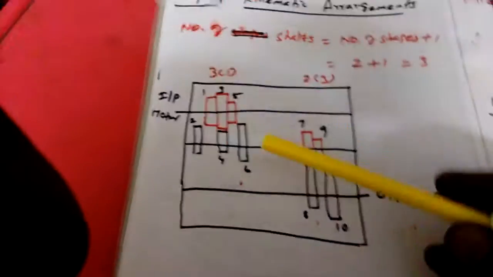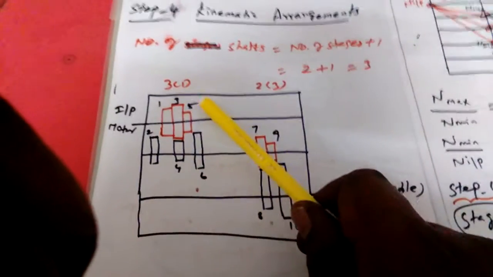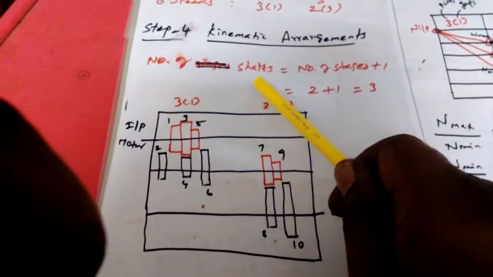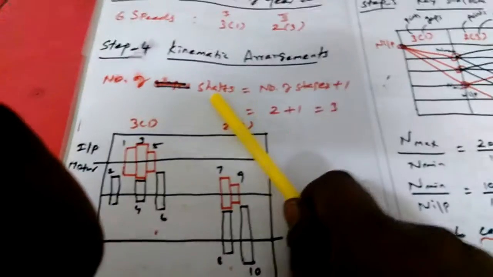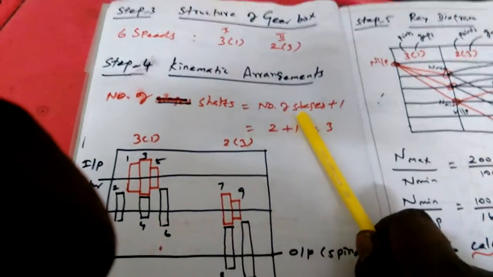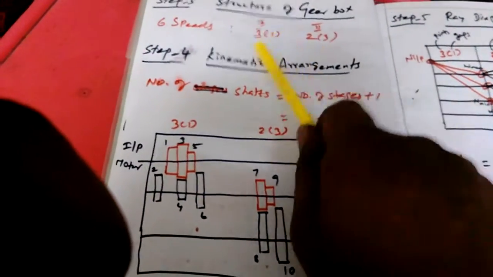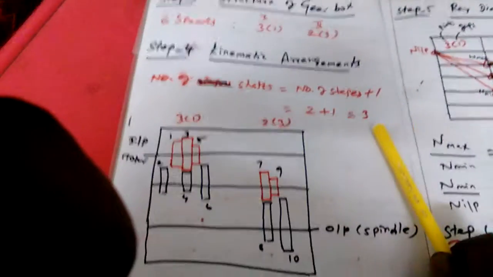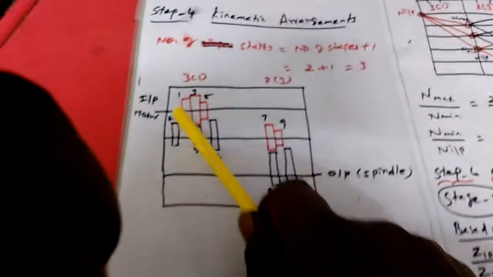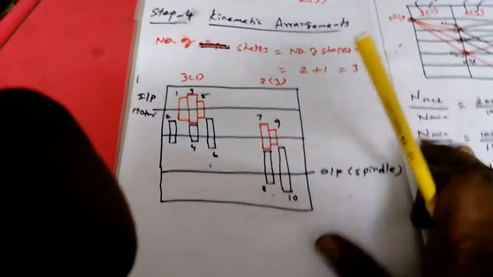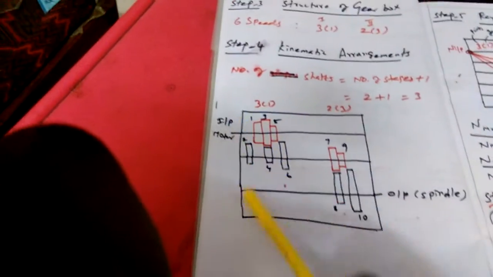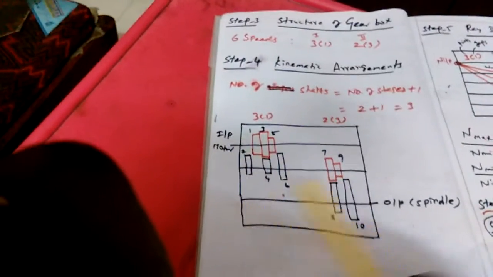So totally, let me explain once again. Here the number of shafts we have to calculate. For calculating the number of shafts, the formula is number of stages plus 1. Here we have 2 stages, so 2 plus 1 is equal to 3. So there are 3 shafts we have to draw. So 1, 2, 3, right? So this is the kinematic arrangement. You have to draw this box type. There are 3 shafts.